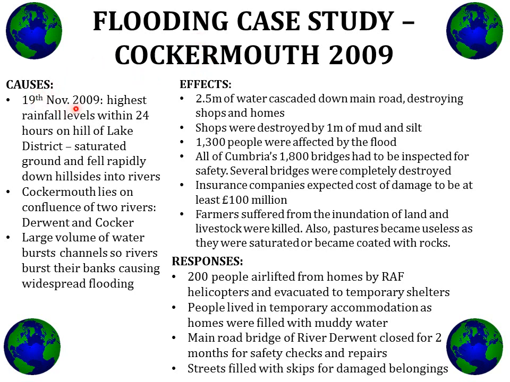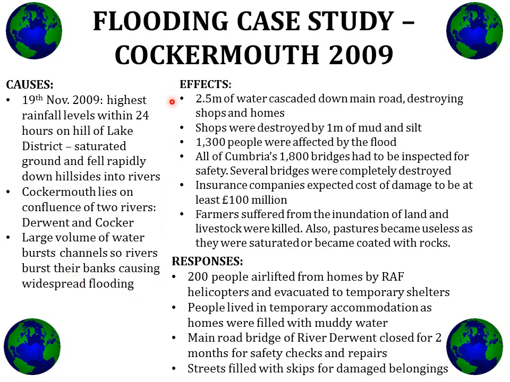On the 19th of November 2009, there was the highest rainfall level recorded within 24 hours on the hills of the Lake District, which saturated the ground and fell rapidly down hillsides into rivers. Cockermouth lies on the confluence of two rivers, the River Derwent and the River Cocker. There was a large volume of water bursting their channels, so the rivers burst their banks, causing widespread flooding.